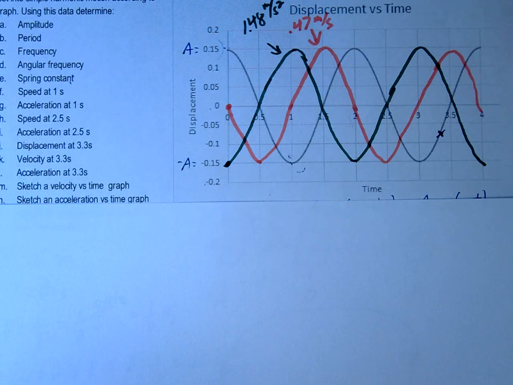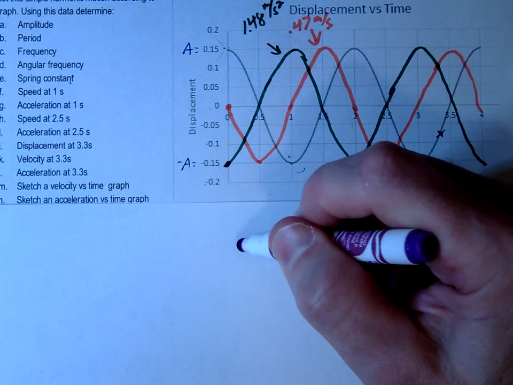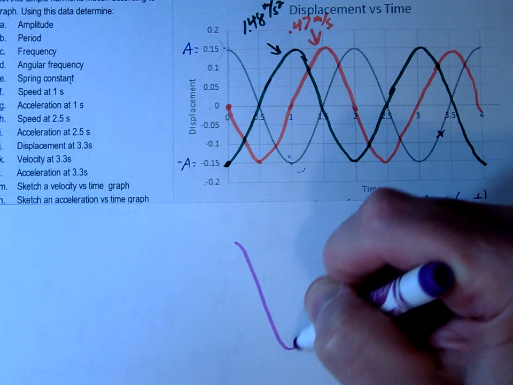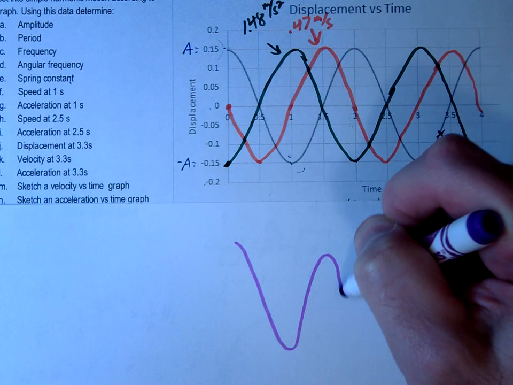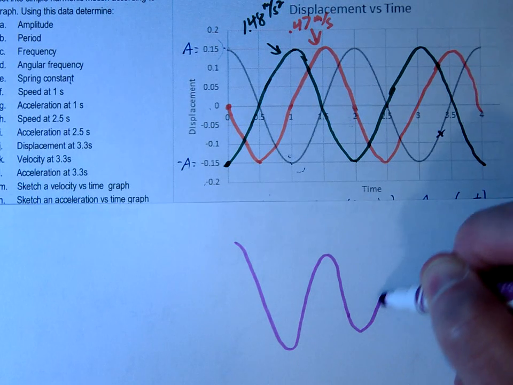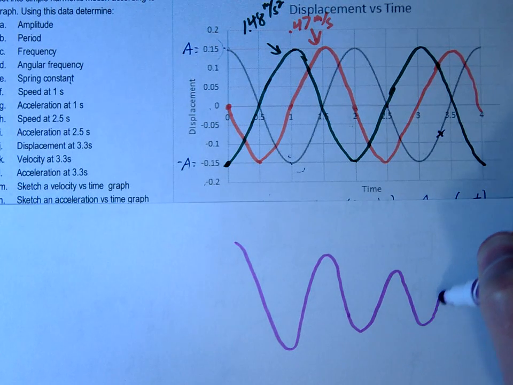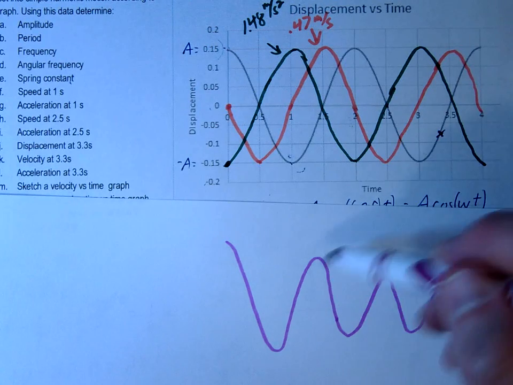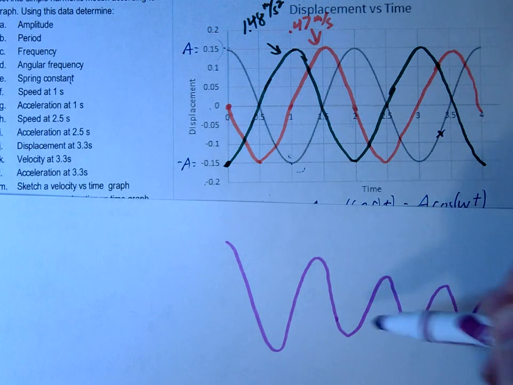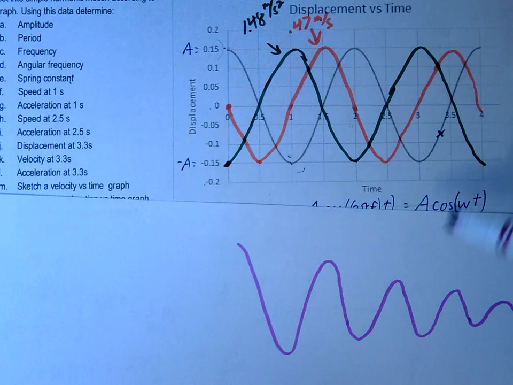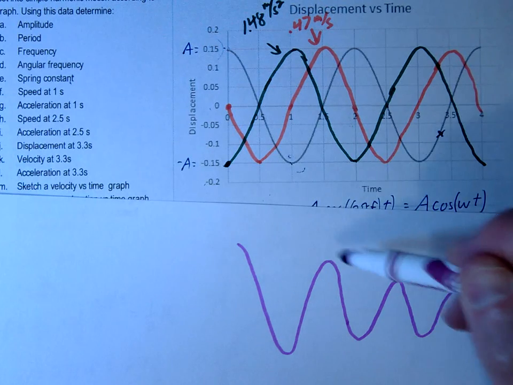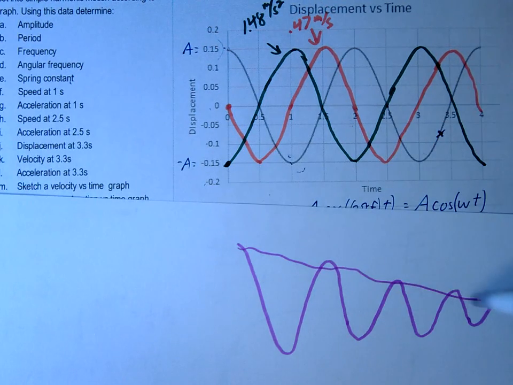The only difference would be, let's see, what color do we want? Purple. The only difference would be it would start to fade. The amplitude would get less and less over time. And that's because we're losing energy, so our amplitude would get smaller and smaller over time. But the period would actually be the same. So it would have the same exact period, same exact frequency. The amplitude would just be decreasing over time. Okay? Changing into heat.